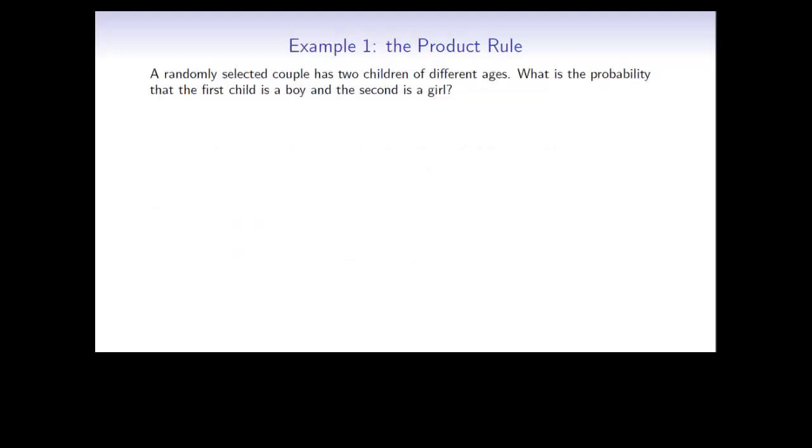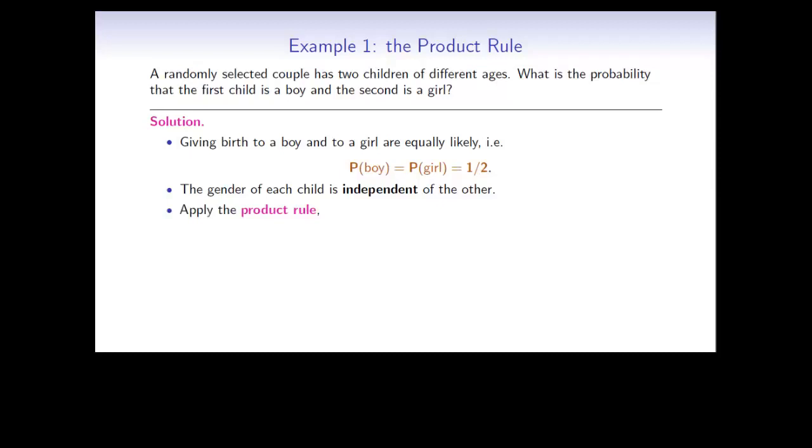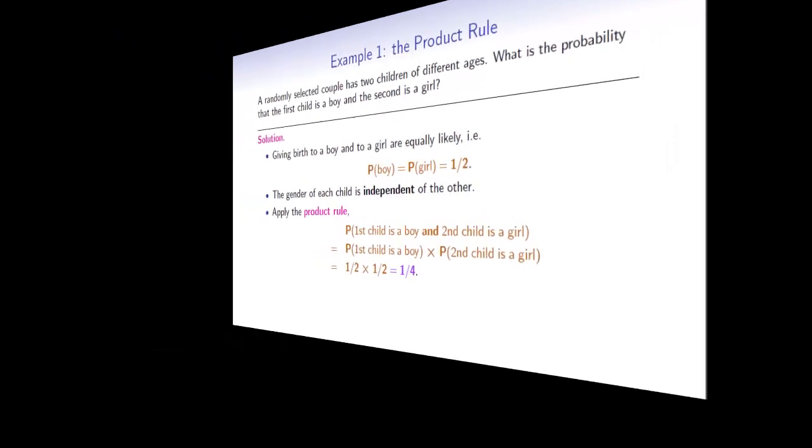Here's an example. Suppose that a randomly selected couple has two children of different ages. What is the probability that the first child is a boy and the second is a girl? Well, giving birth to a boy and to a girl are equally likely. In other words, their probabilities are the same, a half each. The gender of each child is independent of the gender of the other child. This means that we can apply the product rule, so that the probability of the first child being a boy and the second child being a girl is the probability of the first child being a boy multiplied by the second child being a girl. In other words, a half multiplied by a half, which gives a quarter.